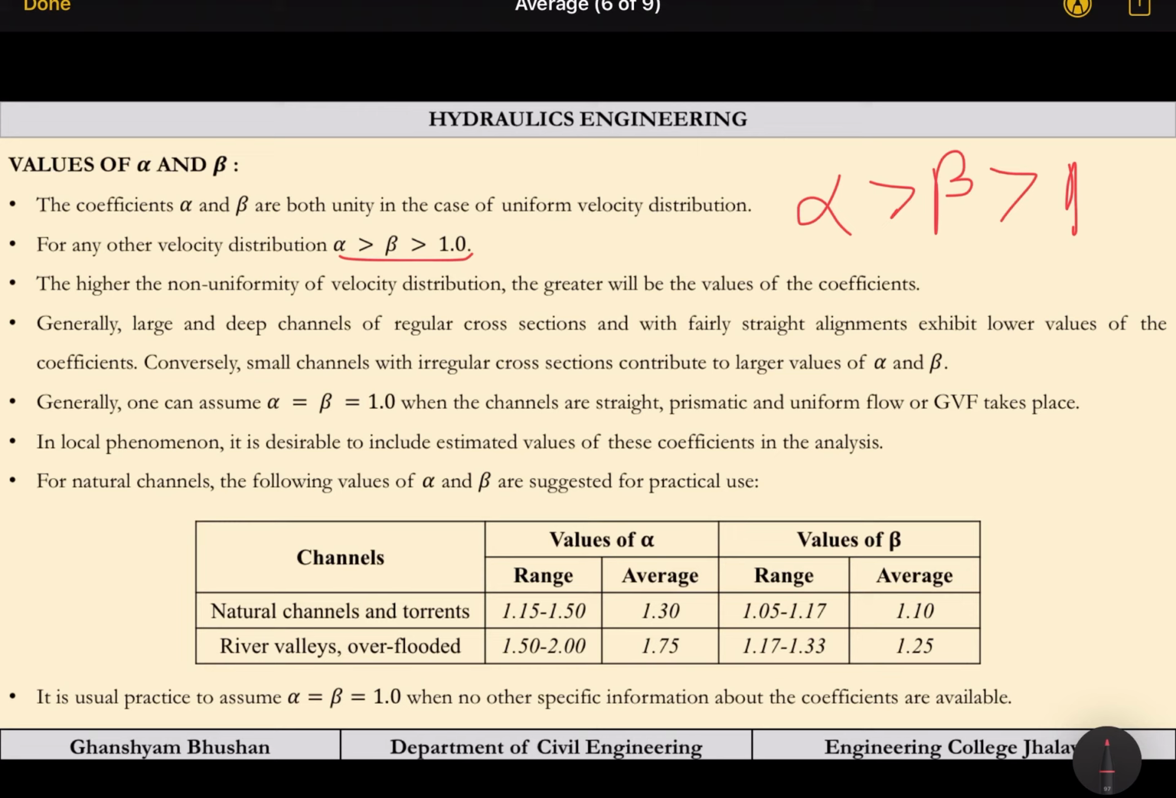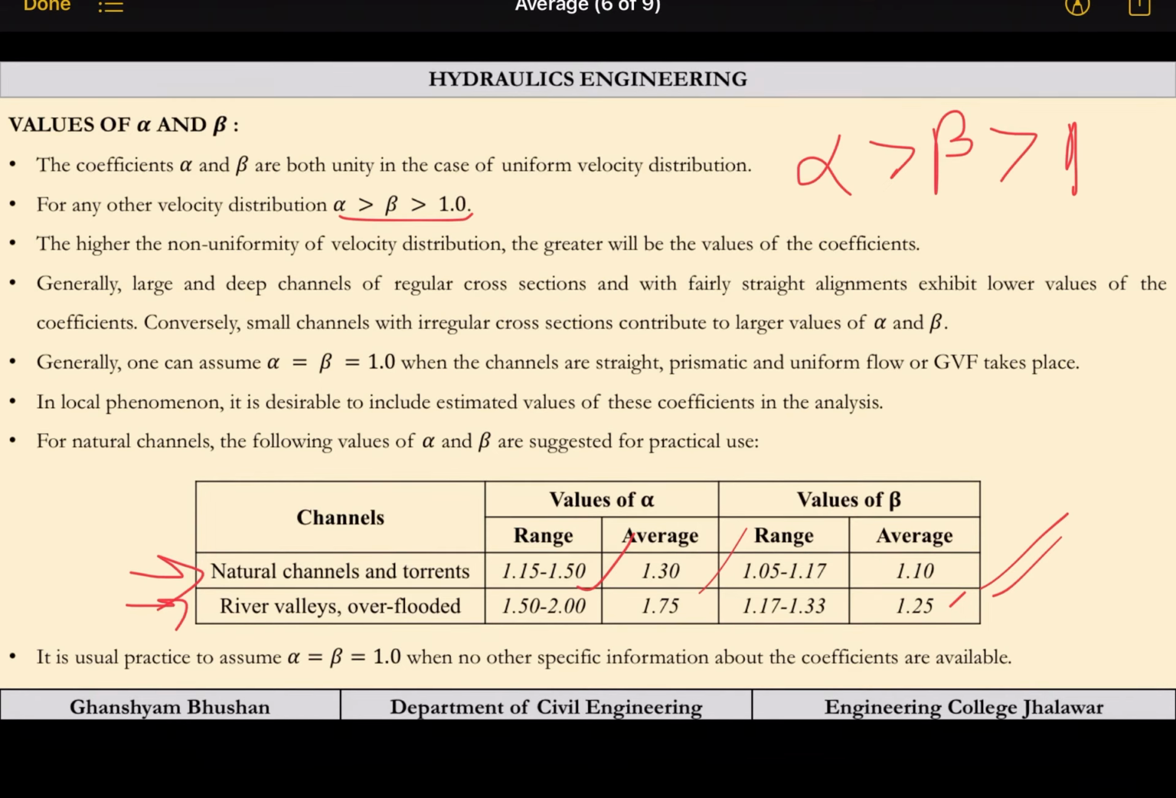In local phenomena, it is desirable to include estimated values of these coefficients in the analysis. So this table is given to you. If it is not given in the question, depending upon the channel type, we can have the various values of alpha and beta. Ranges and averages are both given in this table. It is usual practice to assume alpha and beta equal to 1 when no other specific information about the coefficients is available. So if nothing is mentioned in the question regarding coefficients, we will simply take alpha and beta equal to 1. In most cases, unless it is mentioned, we will use alpha and beta as 1.